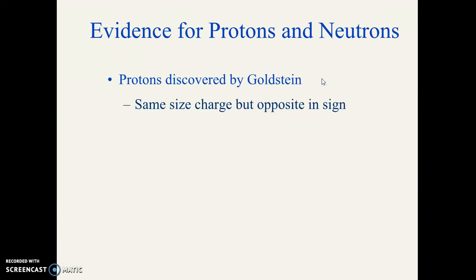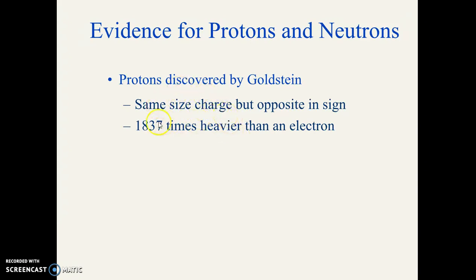The evidence for protons and neutrons came later. Protons were actually discovered by Goldstein, and they are the same size in charge, but opposite in sign. So even though we say that the proton is 1,837 times heavier than an electron, we do say that they have the same size charge.